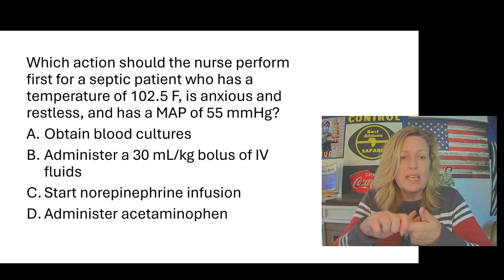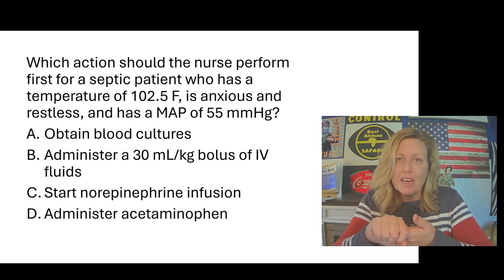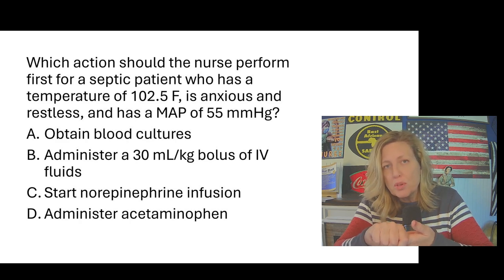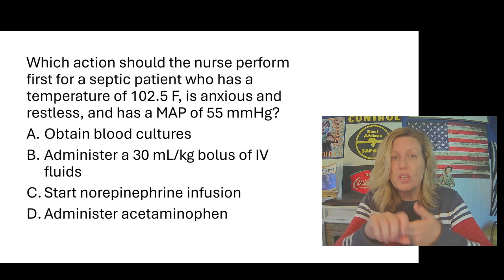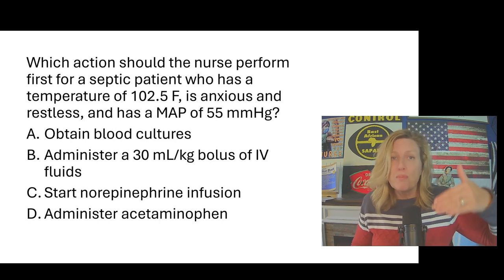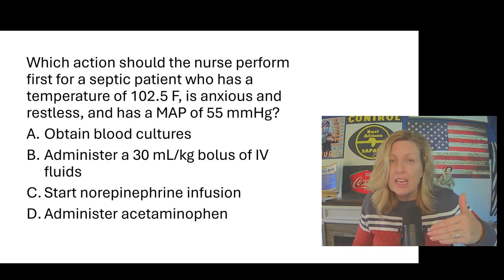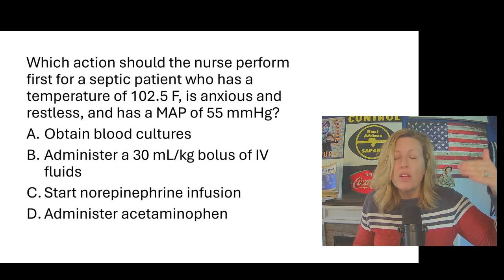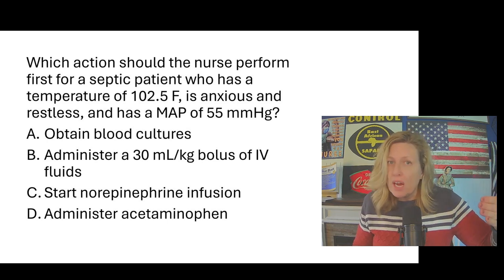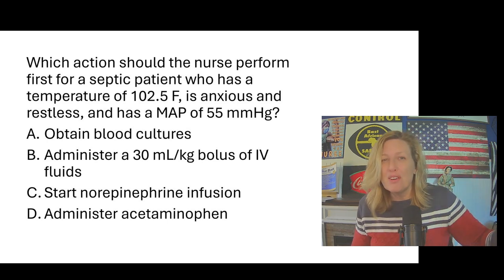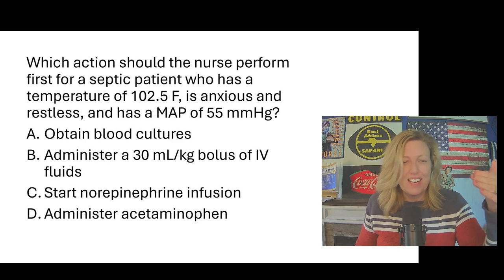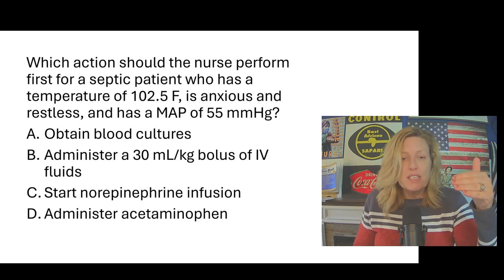So I'm looking at the temp of 102.5 and the MAP. So obtaining blood cultures does not address the temp or the MAP. And by the way, the mean arterial pressure is supposed to be 65 or above. To maintain pressures, you can either do blood pressure or you can measure MAP. MAP is a better way of determining whether their blood pressure is adequate. And I talk about MAP in other shock videos, so I'm not going to talk about it again here. So MAP should be 65 or higher.